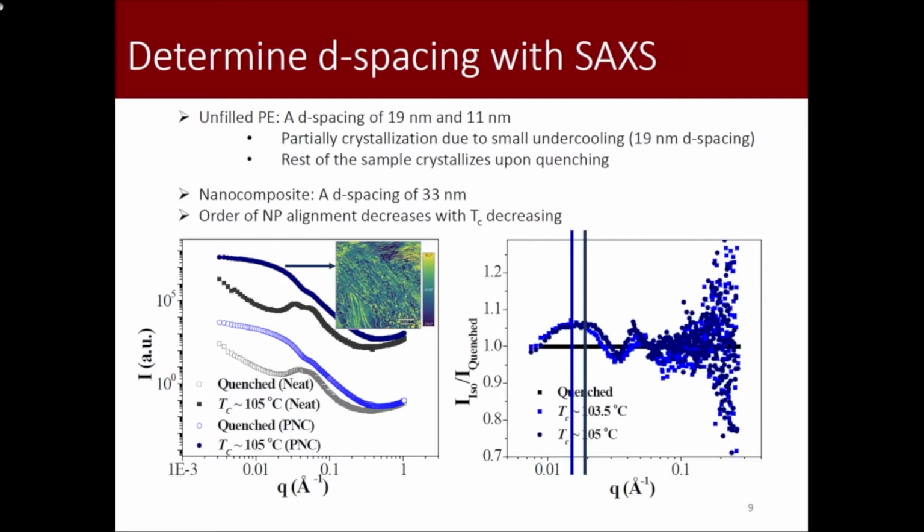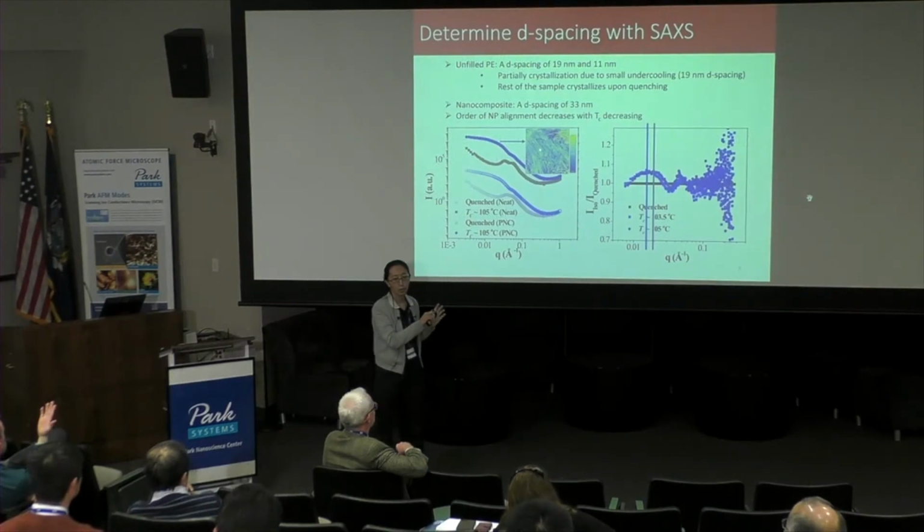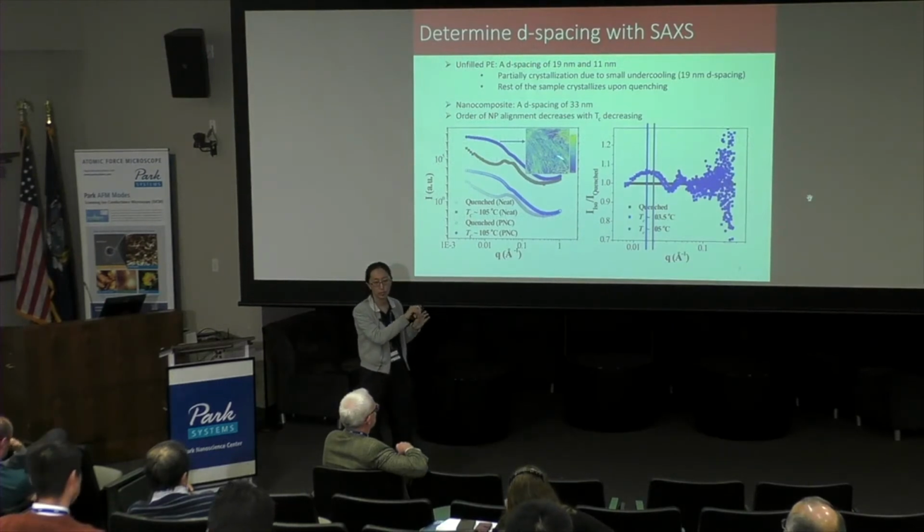And this is an AFM image. By telling the different heights, we can analyze the difference between the amorphous region and the semicrystalline region. We can see the yellow parts are the amorphous region, and nanoparticles are aligned in the amorphous region between the semicrystalline lamellar structures.